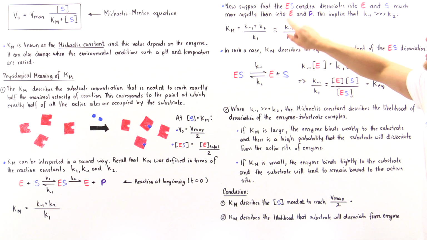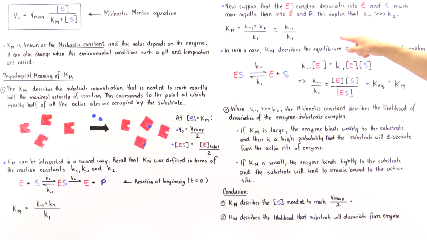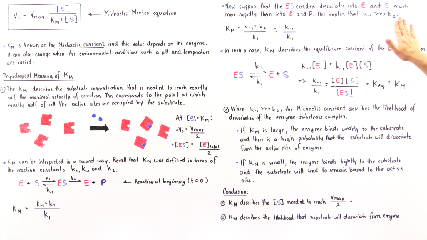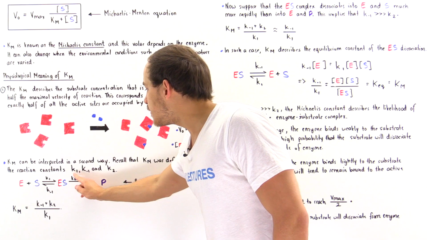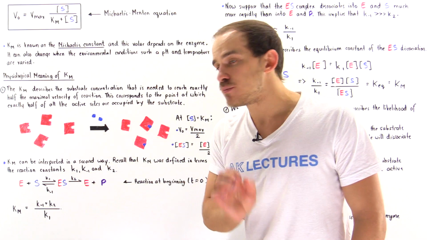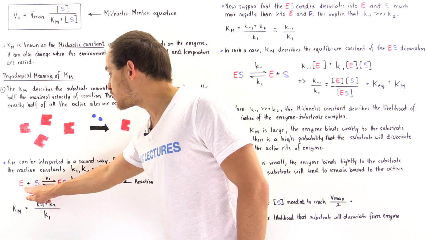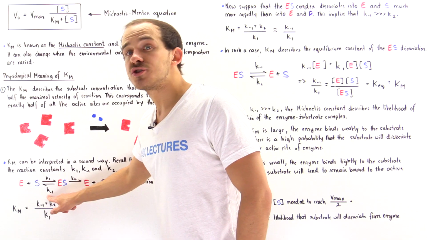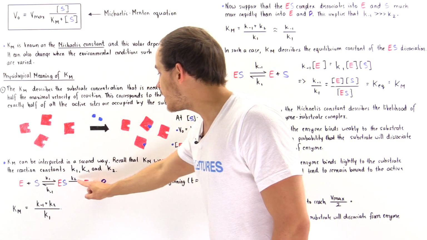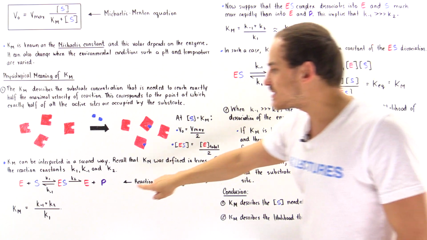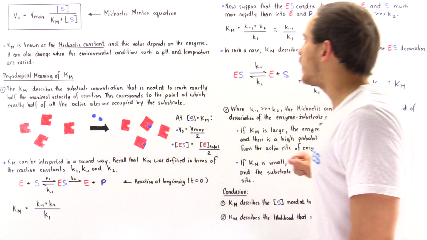So we suppose that the enzyme substrate complex dissociates into E and S much more rapidly and much more readily than E into P. And what this basically implies is the value of K2 is much smaller than the value of K minus 1. Because if this rate is much greater, that implies that K minus 1 must be much greater than K2. And if K minus 1 is assumed to be much larger than K2, we can simplify this equation in the following way.